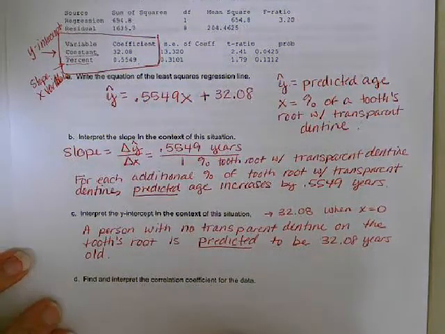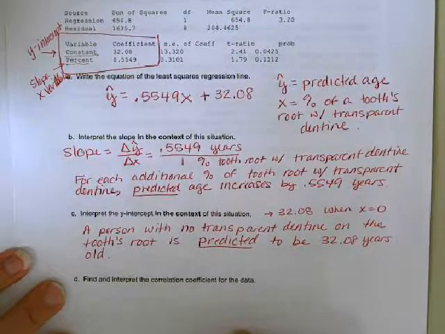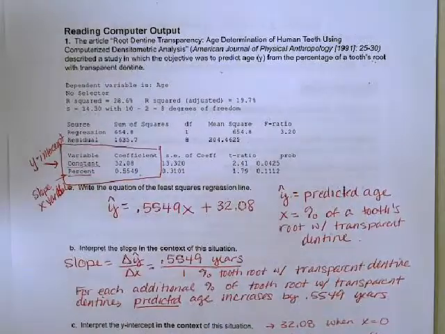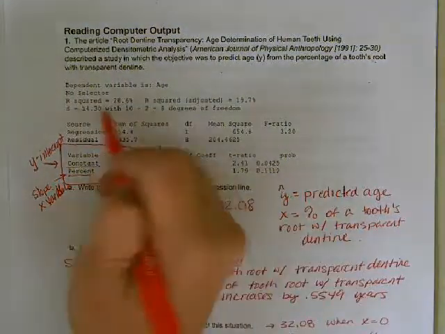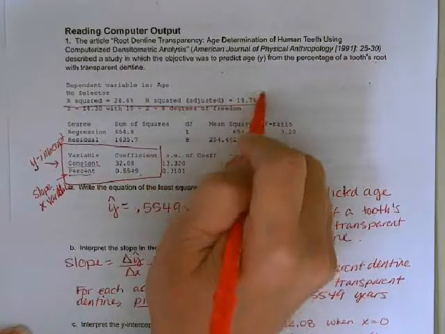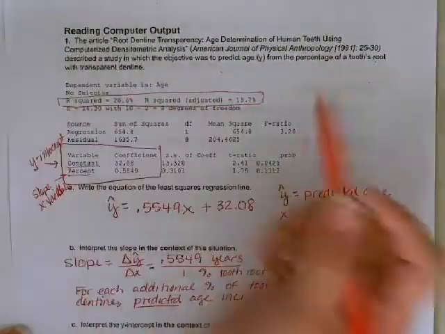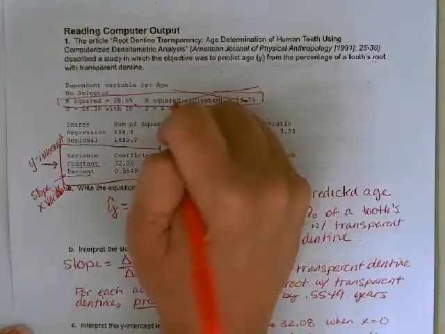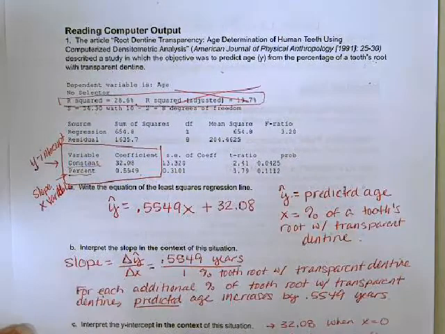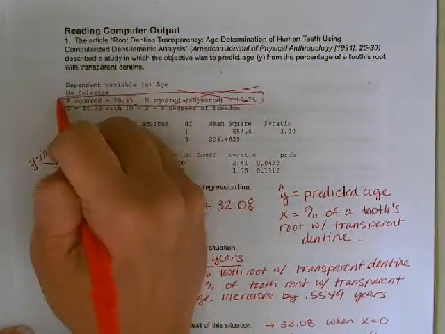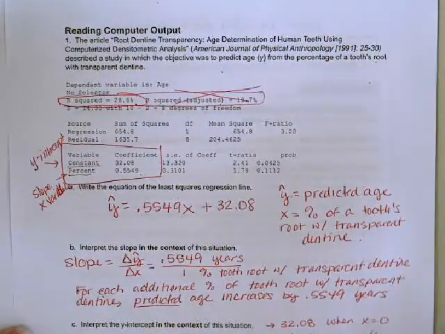All right, and then the last part asks us to find and interpret the correlation coefficient for the data. So we need to go back up to the output. All right. And correlation coefficient is R. On the output, there are two places that we can look that involve R. There's R squared and there's R squared adjusted. R squared adjusted is beyond AP statistics. That's for a secondary course. Ignore it. We don't use it. So the one that we want is this one right here, the R squared.